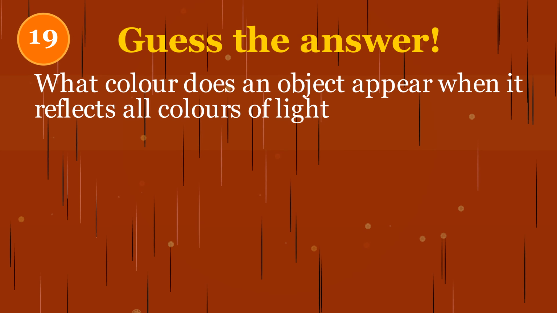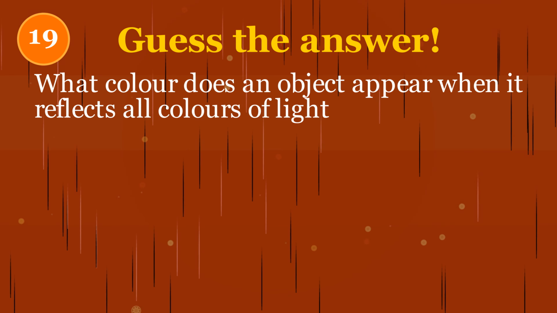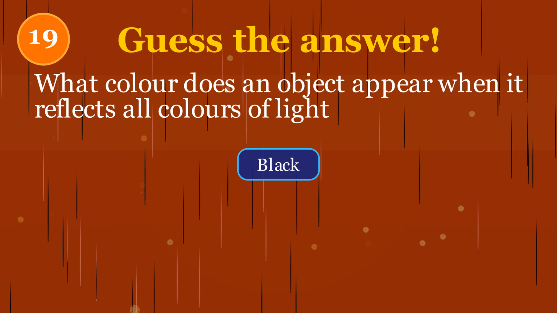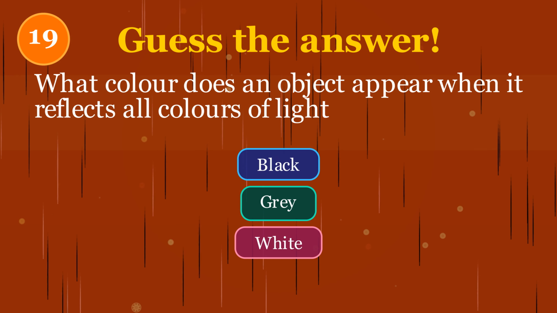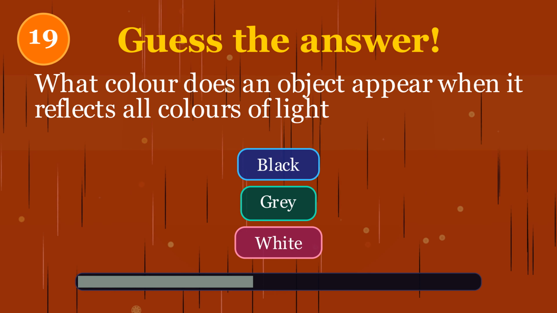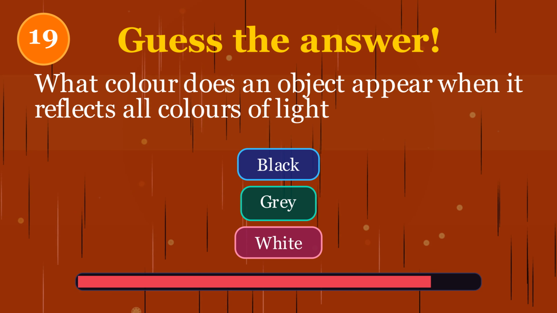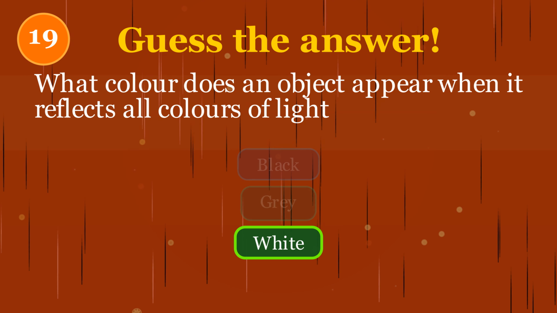What color does an object appear when it reflects all colors of light? Black, gray, white. The correct answer is white.